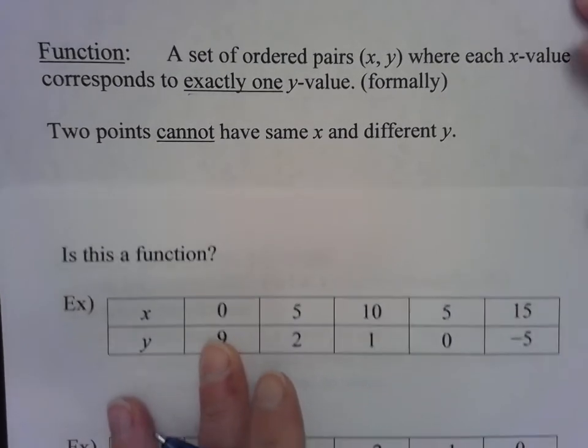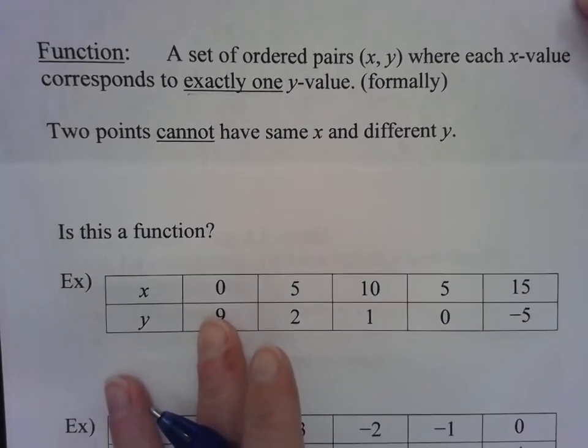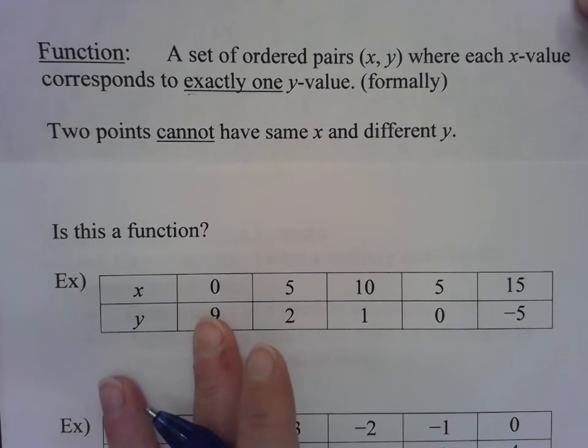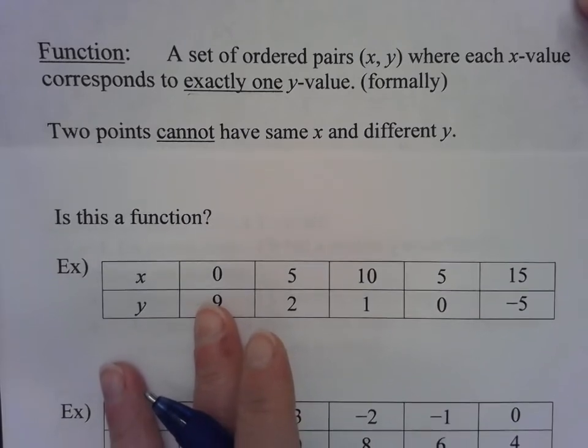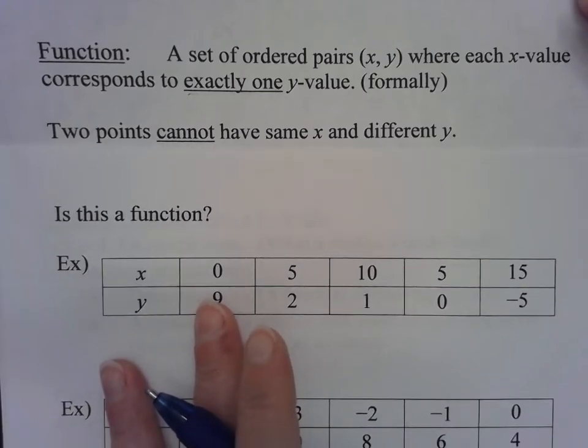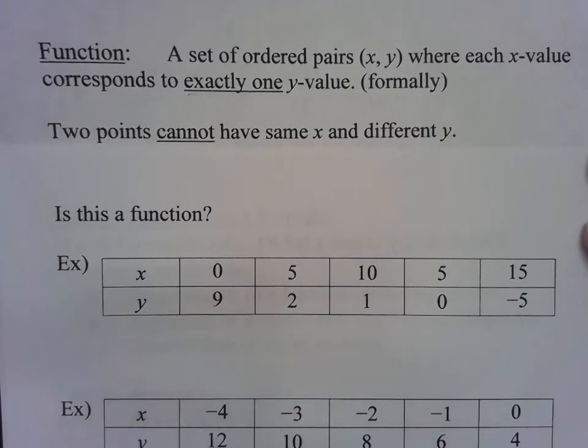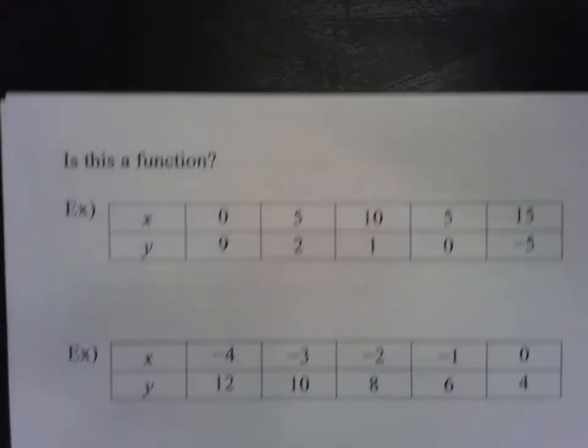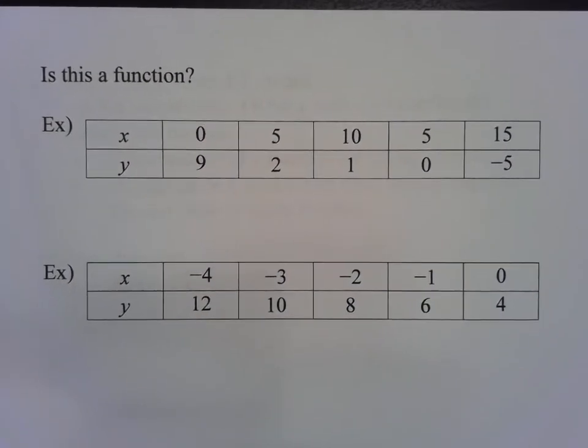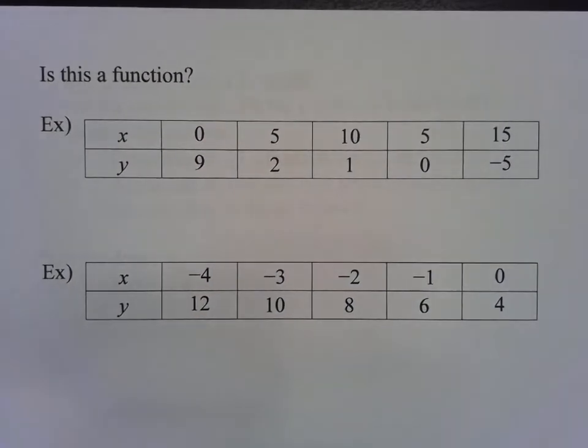There we go. So we said a function is a set of ordered pairs, so I'm going to match up some x's and some y's. And when I do that, it's only a function if each x is paired with exactly one y. We said you could also say 2 points cannot have the same x and different y. Okay, so I'm going to take this away so we can see them both. So which of these is a function?